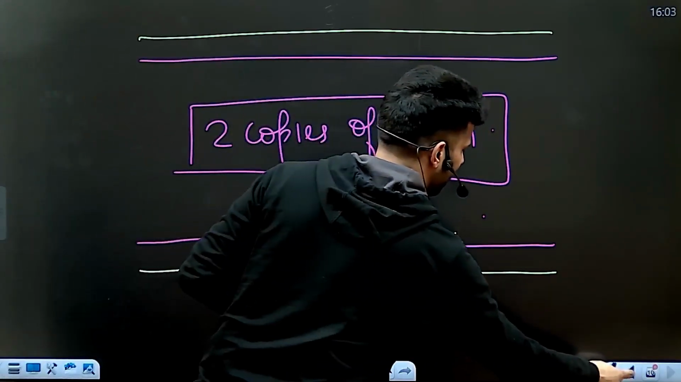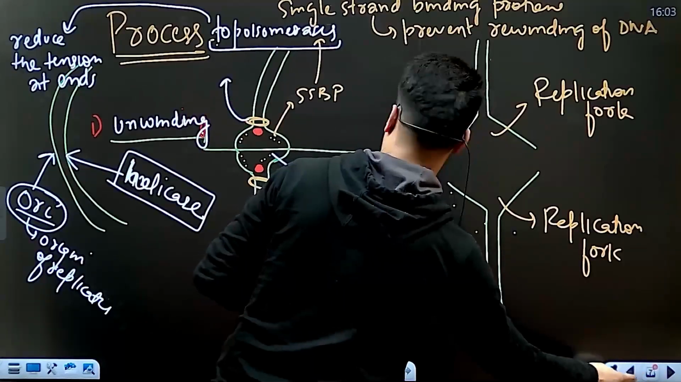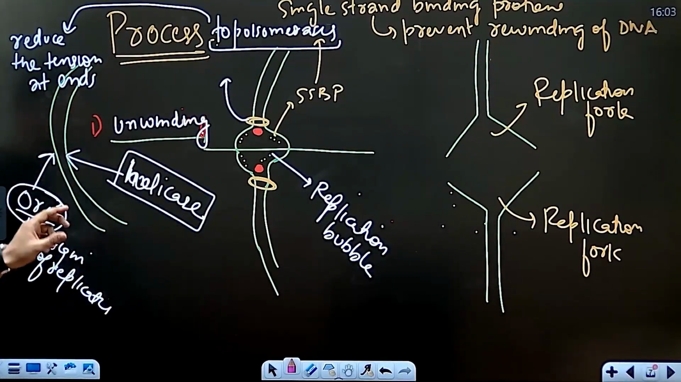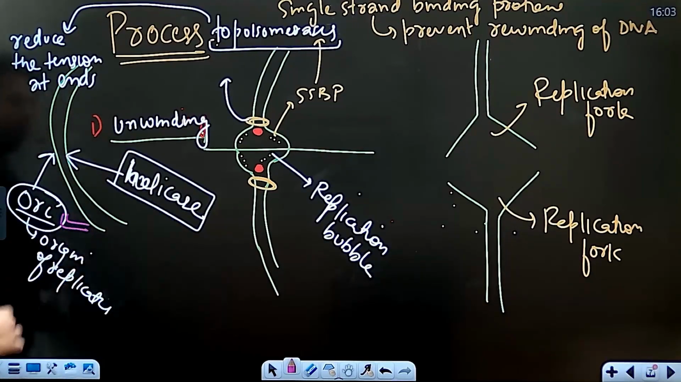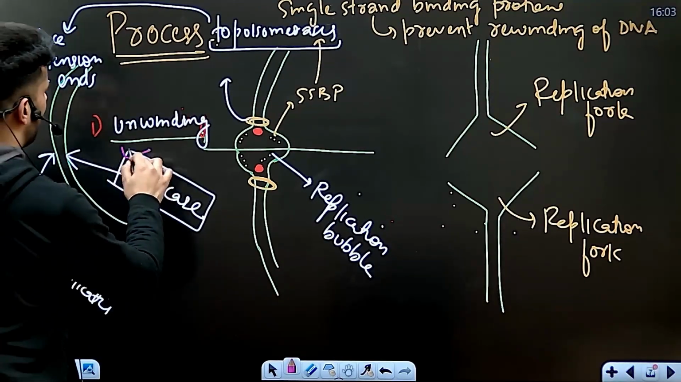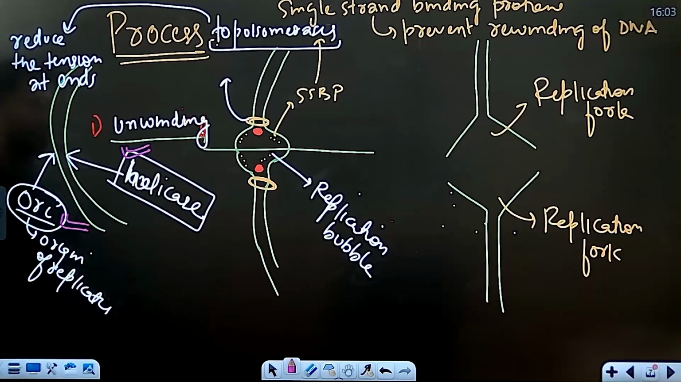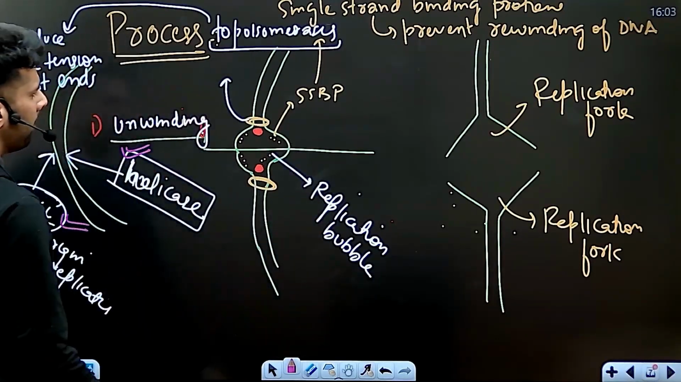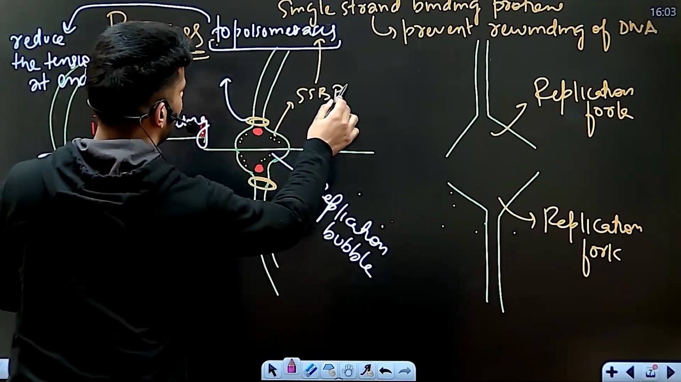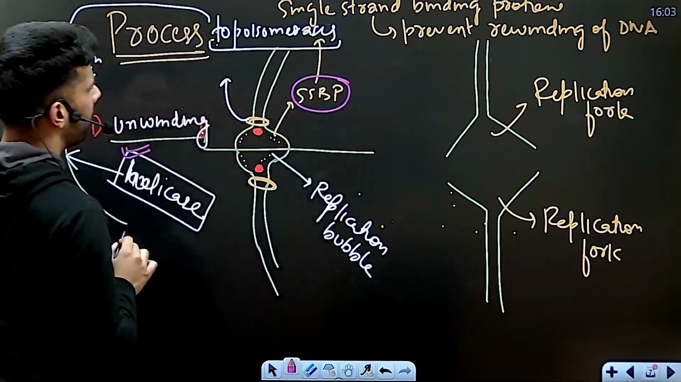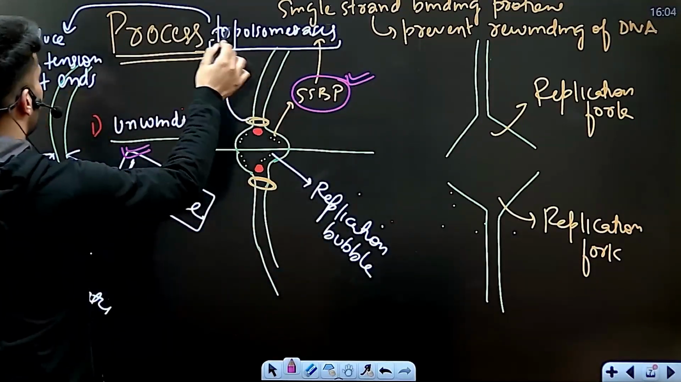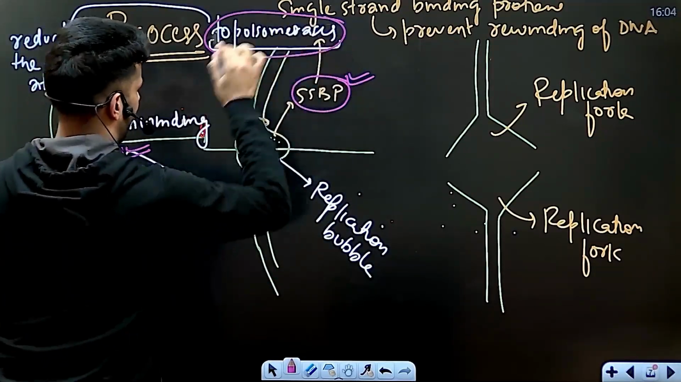I'll revise what I said so you can look back. In the first place, there will be unwinding of the DNA at a specific point, which we call ORI. This unwinding will occur with the help of an enzyme called helicase. After the unwinding, there will be formation of this replication bubble. In this replication bubble, the strands will be prevented from resealing by the single strand binding proteins, and the tension will be relieved at the ends by enzymes called topoisomerase.